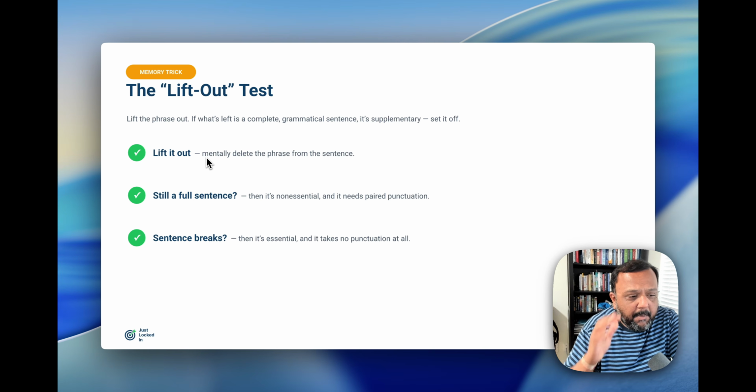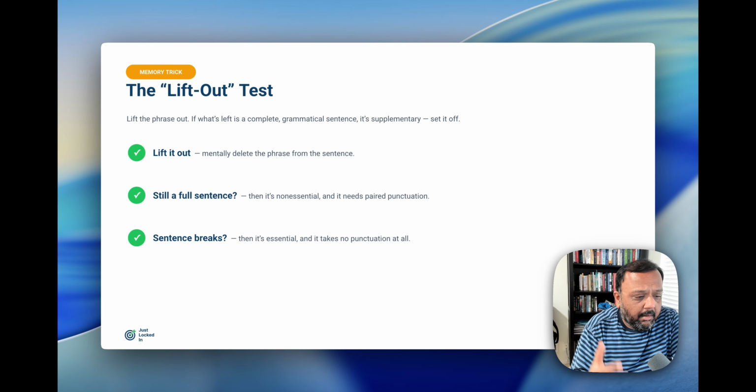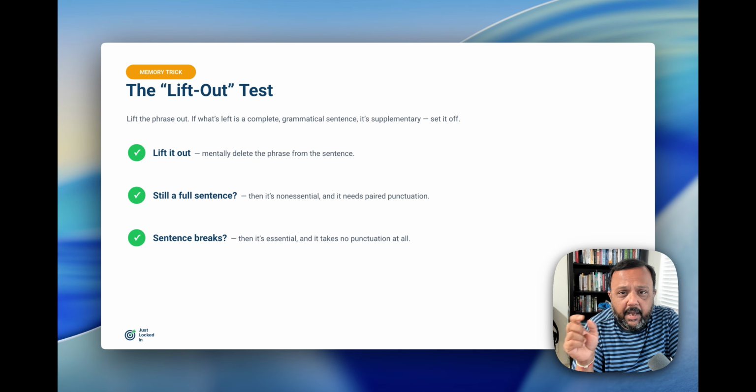Essentially, you mentally delete that particular phrase, and then look at the rest of the sentence. Does that make a complete sentence? And does it convey the meaning that the sentence is supposed to convey, with this phrase or word or clause missing? Then it is non-essential information or supplementary information, and it also needs the paired punctuation: either a comma, a dash, or parentheses.